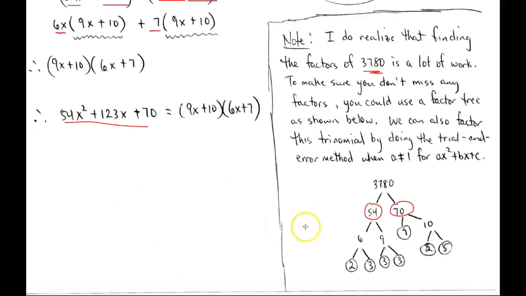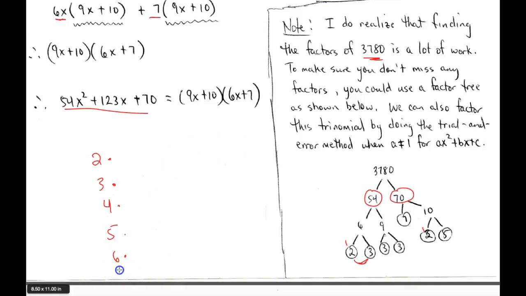So from there, we notice that 3,780 is going to be 2 times something. It's also going to be 3 times something. Since we have a 2 right here and a 2 right here, it's also going to be 4 times something. Since we have a 5, it's going to be 5 times something. We have a 2 and a 3 here, so we know it's going to be 6 times something. We have a factor of 7 here, so it's also going to be 7 times something, and so on and so forth.